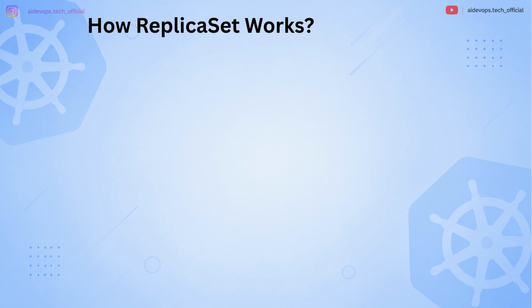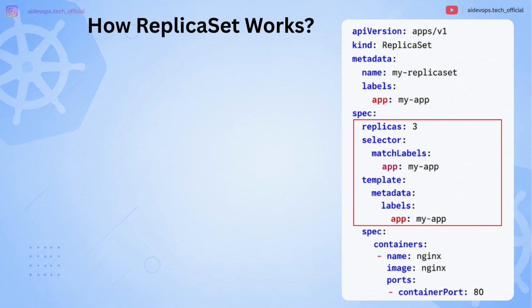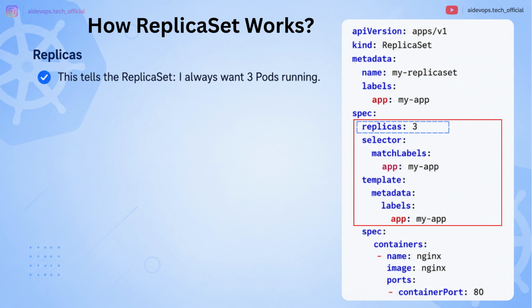Now let's see how ReplicaSet works. Let's understand the YAML file that we're going to create. If we remove this section, it would no longer be a valid ReplicaSet, and these fields are what make a ReplicaSet different from a pod. Here we have 3 components. First is the replicas field. This tells the ReplicaSet, I always want 3 pods running.